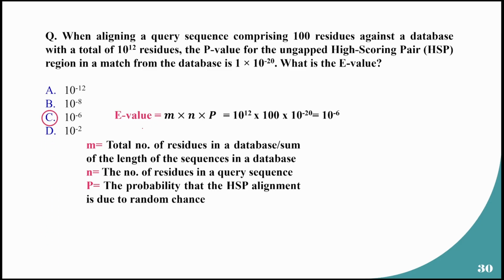And again, in this case, you try to remember this particular formula: if you have been given the total number of residues in the database, the total number of residues in the query, as well as the probability of the alignment being random, then you can calculate the E value using this M times N times P formula.